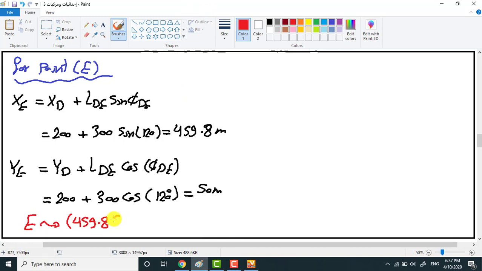So the coordinates of point E is 459.8 meter to the east. Why to the east? Because the sign here is positive, and 50 meter to the north. Why to the north? Because the sign here is positive. This is for point E.